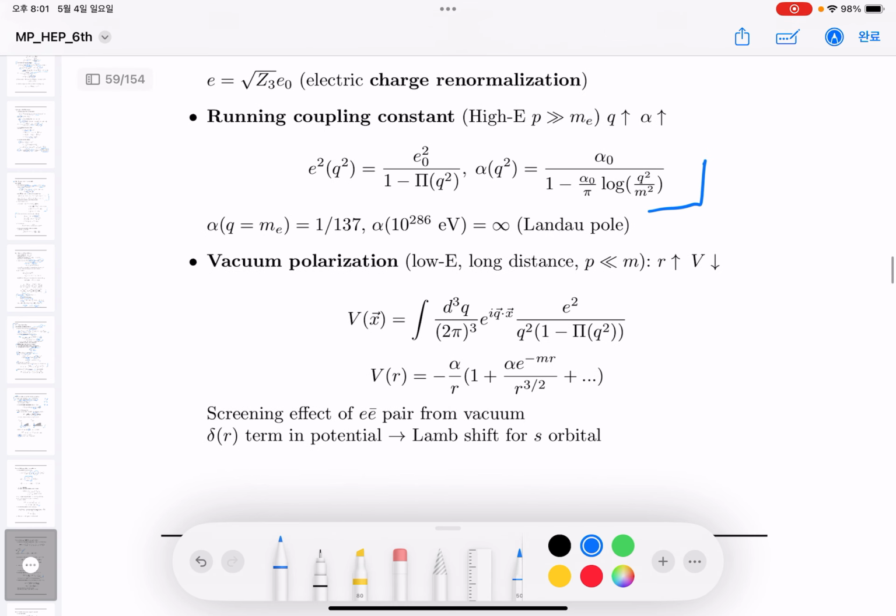And there is another interpretation at the low energy scale. This corresponds to long distance, so the coupling constant becomes small. This means that the interaction potential is also small. This means that the polarization of the electric dipole moment arising from the vacuum energy, there are screening effects of the electron and positron pairs from the vacuum.